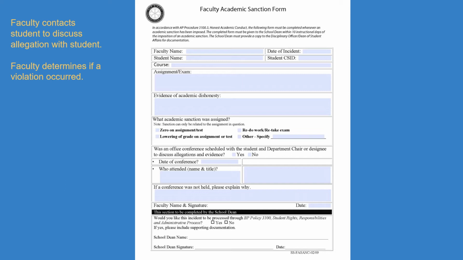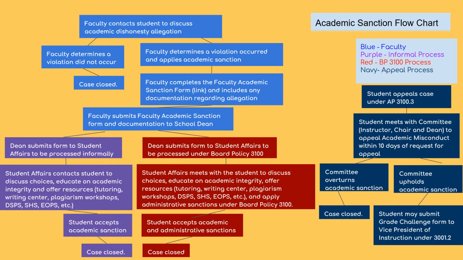Let's move on to the next slide to review the process once your school dean has submitted this to Student Affairs. As is represented in this flowchart, the light blue is what you, as a faculty member, have already completed. You've already determined if an academic misconduct allegation occurred, and you moved forward with submitting your faculty academic sanction form to your school dean. Once the dean submits it to Student Affairs, let's review what happens, whether it moves forward informally, as indicated by the purple, or formally under Board Policy 3100, by the red.